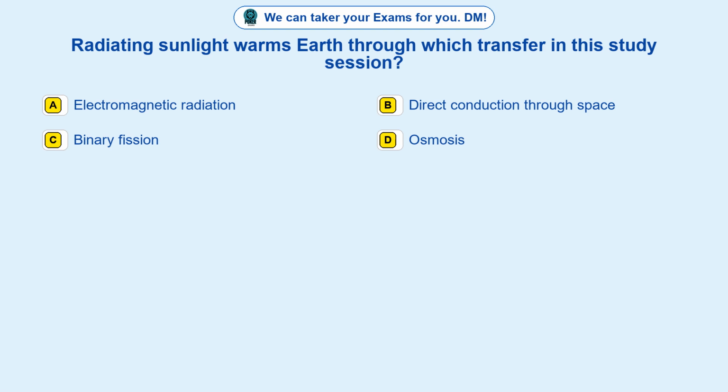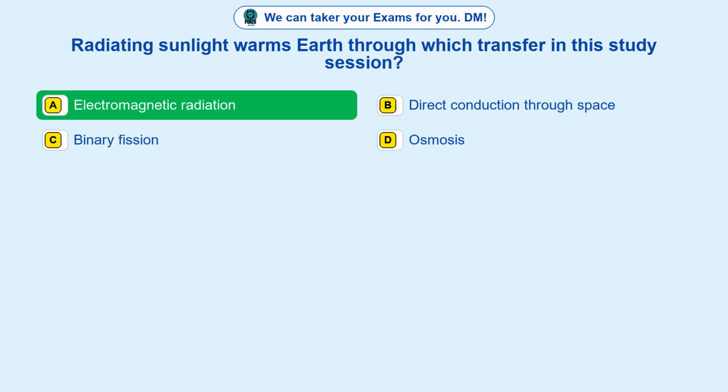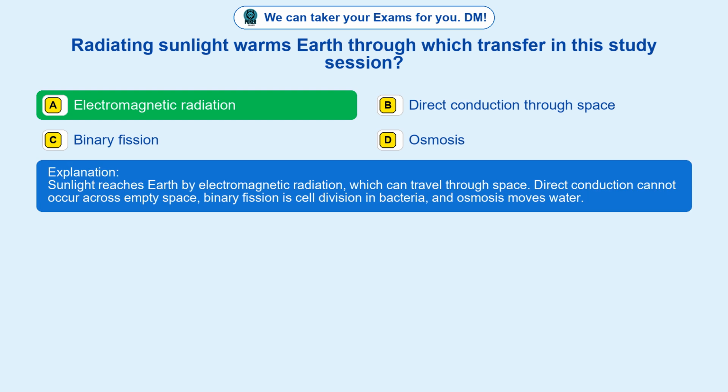Question 77. Radiating sunlight warms Earth through which transfer in this study session? Option A, electromagnetic radiation. Option B, direct conduction through space. Option C, binary fission. Option D, osmosis. The correct answer is option A. Electromagnetic radiation. Sunlight reaches Earth by electromagnetic radiation, which can travel through space. Direct conduction cannot occur across empty space, binary fission is cell division in bacteria, and osmosis moves water.